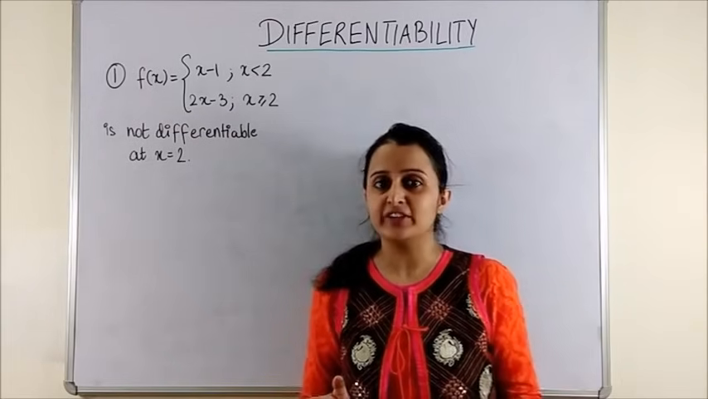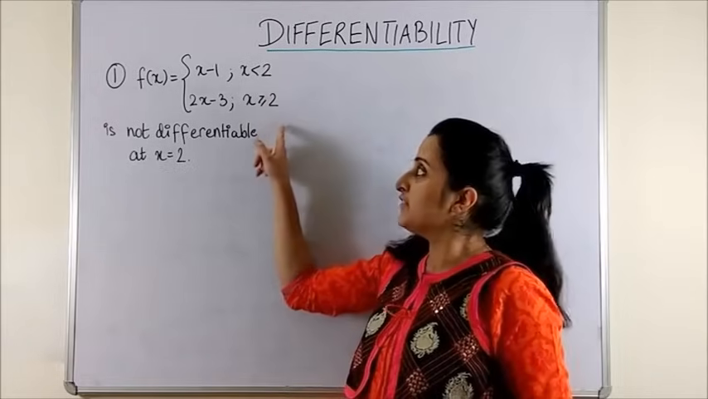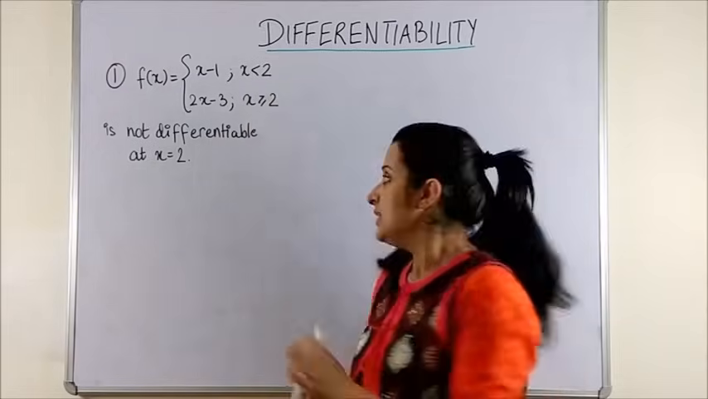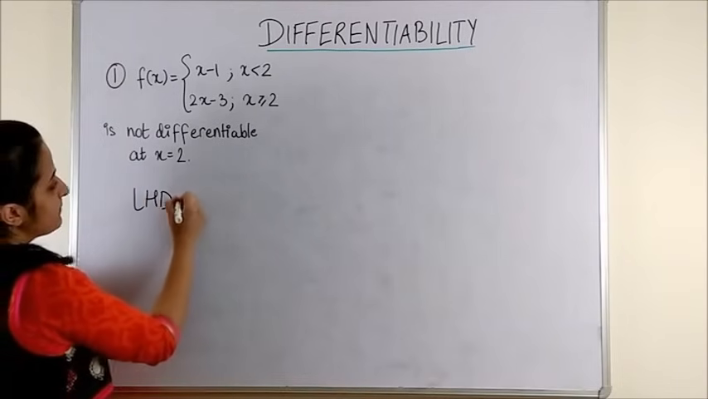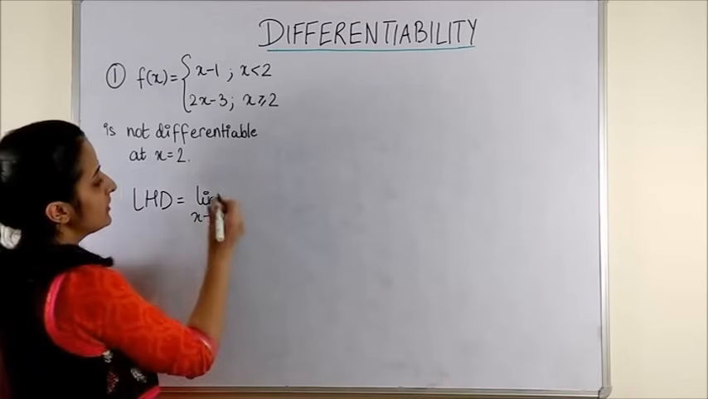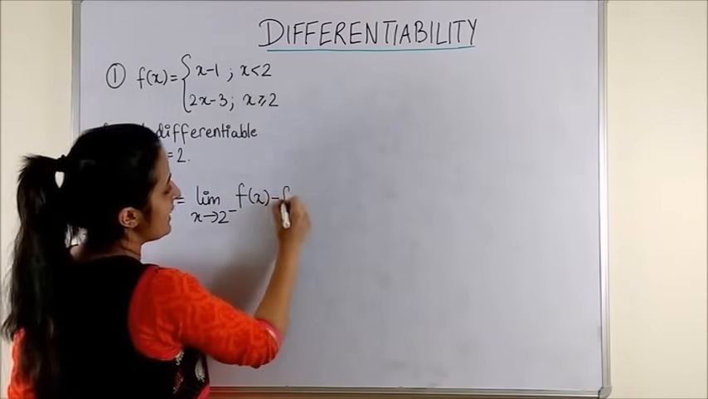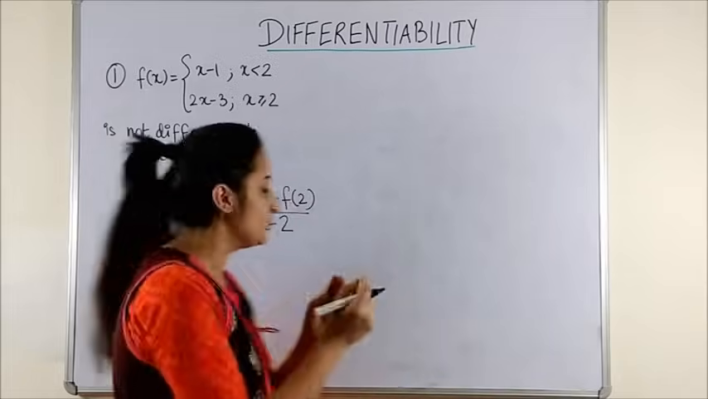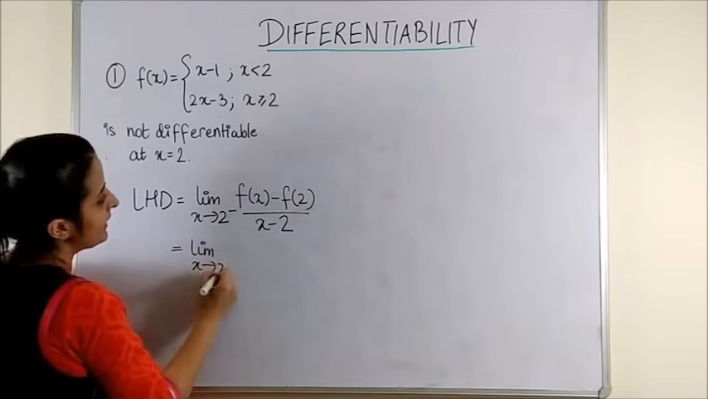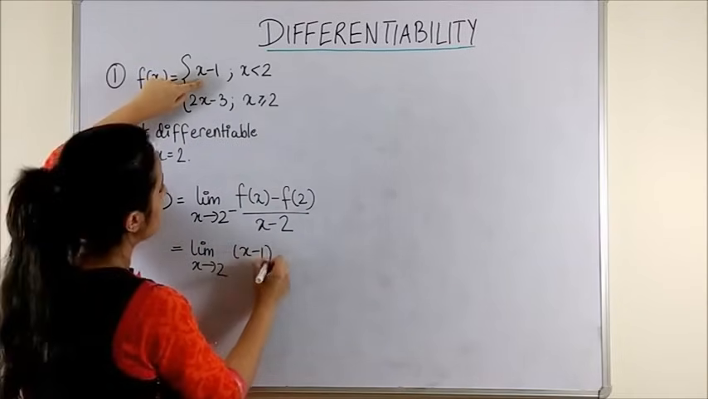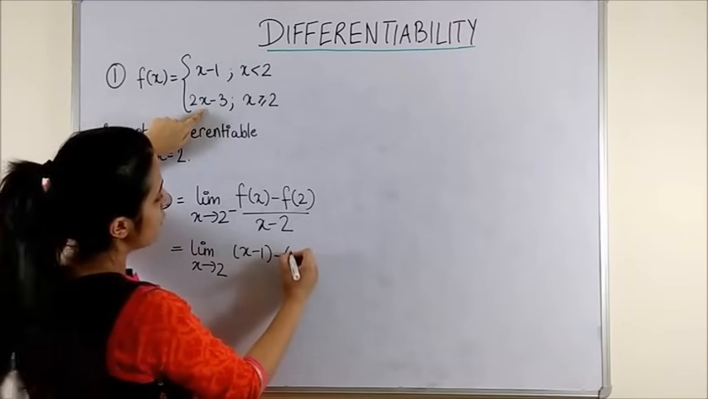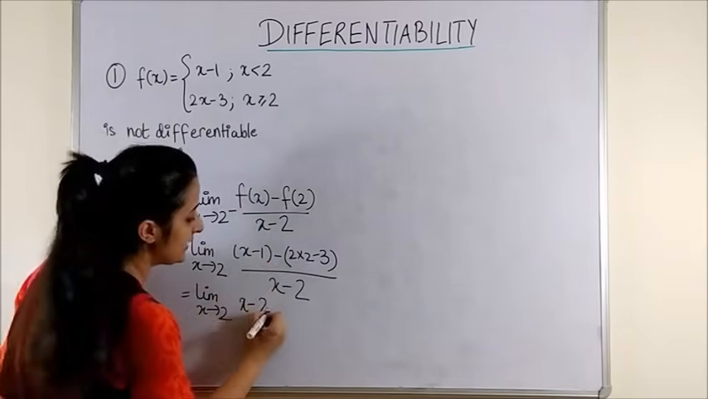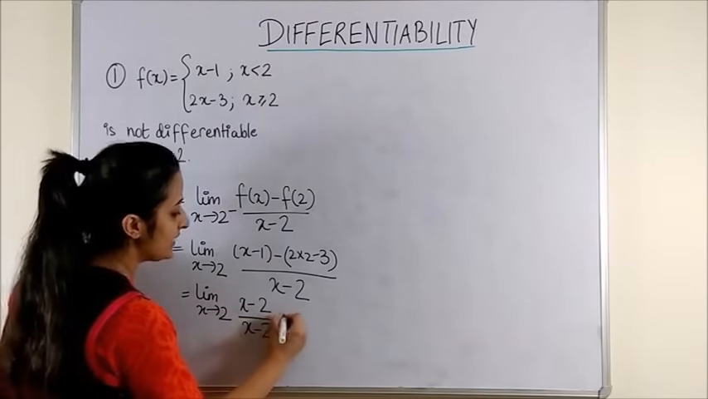Now moving on to the questions on differentiability, have a look at the first one. The function has been defined this way and we need to show that it is not differentiable at the point 2. So to begin with, we start with LHD, which would be limit x tending to 2 from the left hand side, f(x) minus f(2) upon x minus 2. Since the function is different at both sides of 2, we can directly substitute for the value. f(x) becomes x minus 1 minus f(2), which gives us 2 into 2 minus 3, upon x minus 2. On simplifying the numerator, you get x minus 2 upon x minus 2 and the answer is 1.